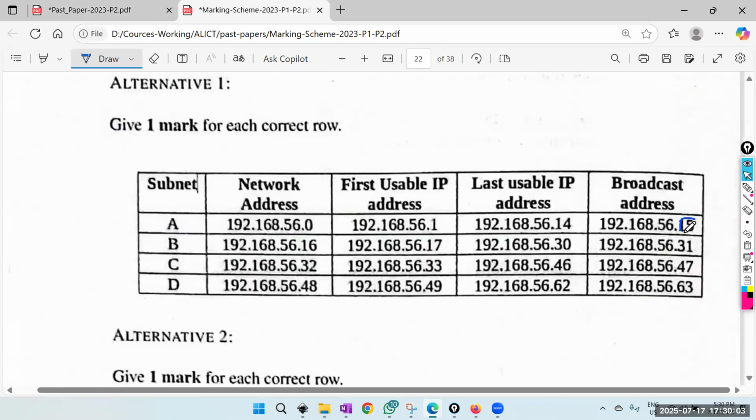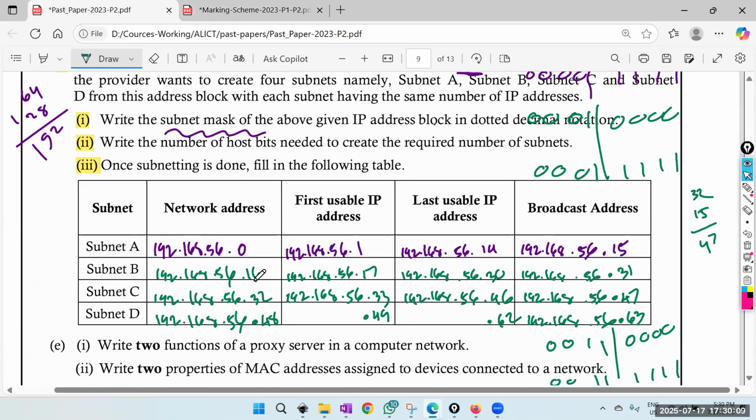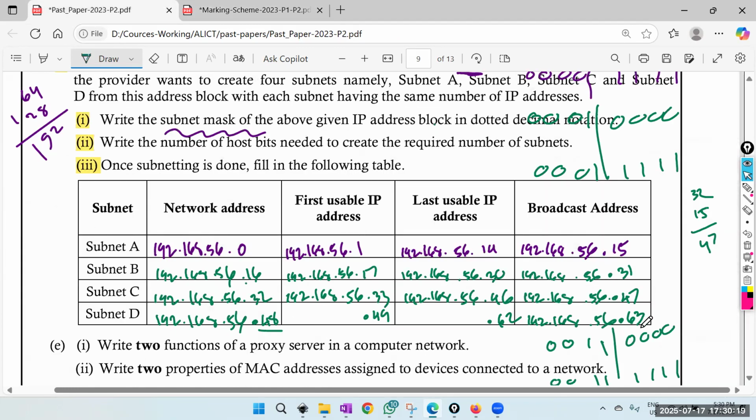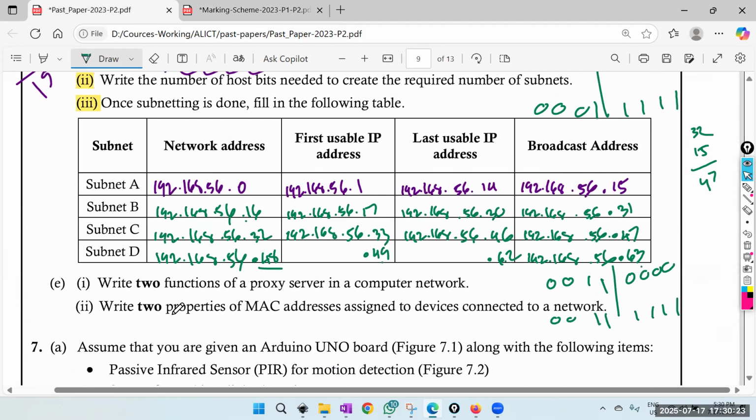Right, 0 to 15. And this is 1 to 14. Then 16 to 31. Yes, 16 to 31. Then 32 to 47. Right, 32 to 47. Last one 48 to 63. 48 to 63. And here it is 49 to 62. Correct. Okay.